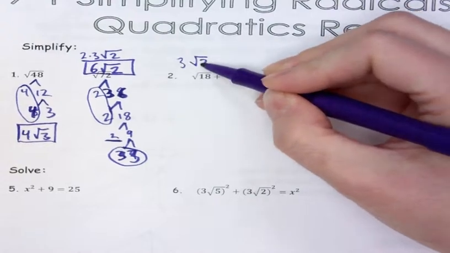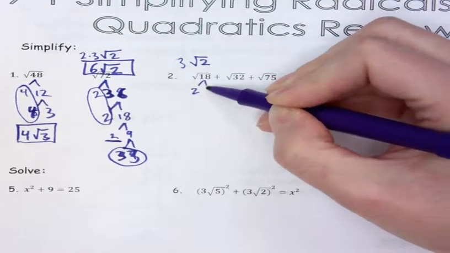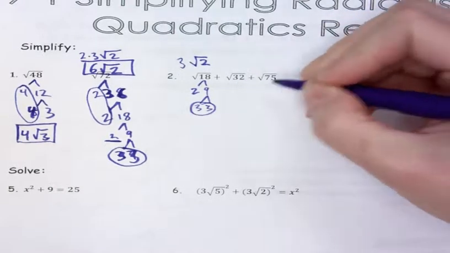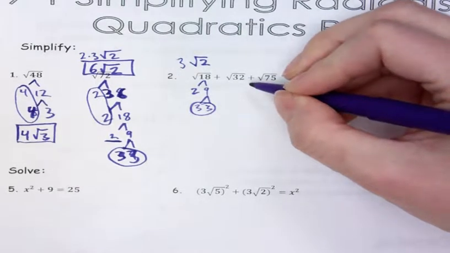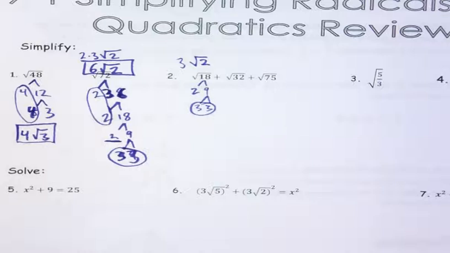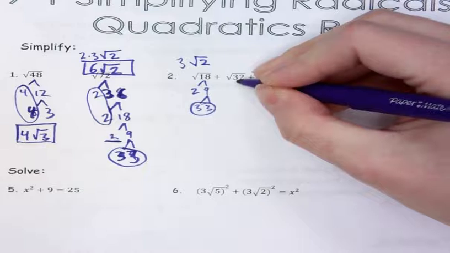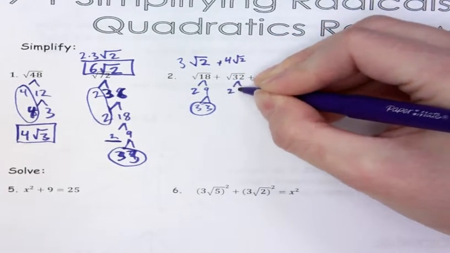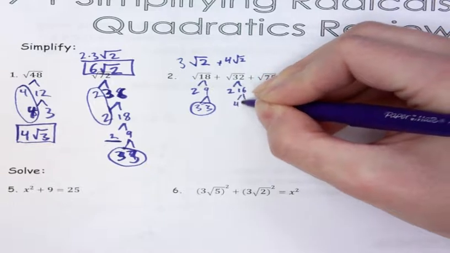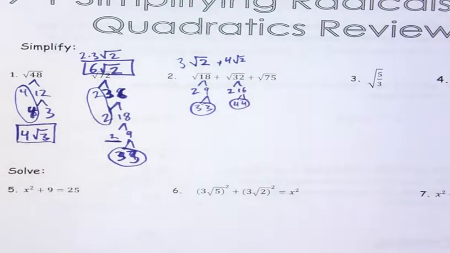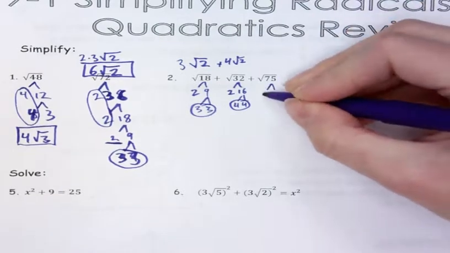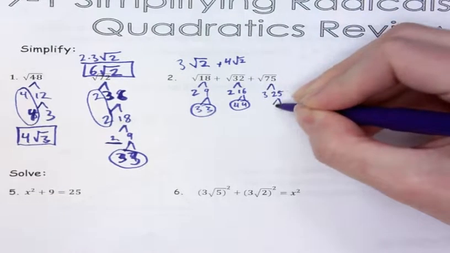Yeah, so it's 3 root 2. We know that because it breaks down to 2 and 9, which is 3 and 3. Alright, does anyone know what root 32 breaks down to? Is it 4 root 2? Mm-hmm. So the 4 stays outside. It would go to 2 and 16, which is 4 and 4. Alright, anyone know what root 75 goes to? 3 and 25, which is 5 root 3.